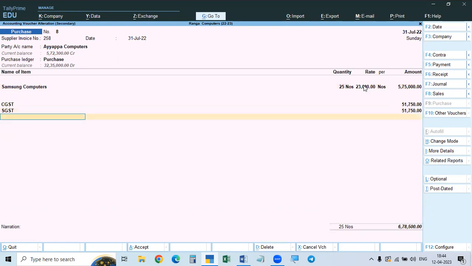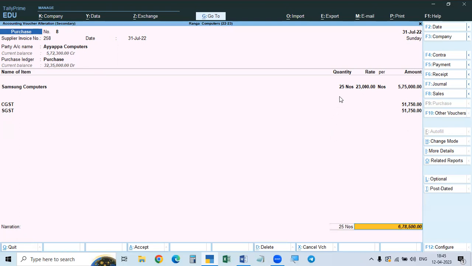We have to increase the price, which means we have to share a credit note. Same number, same date: 258, 31st July. The quantity has no difference here; we have to increase only the price. Rupees 2,000 has increased, so total quantity 2,000 into 25.